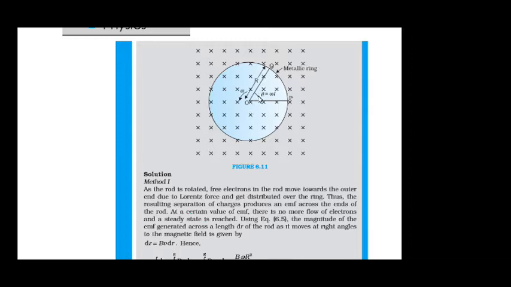If we consider the rod, then we are saying that the electrons are distributed over the ring, thus resulting in a separation of charge that produces an EMF across the ends of the rod. At a certain value of EMF, there is no more flow of electrons and a steady state is reached. So after some time, there is no flow of electrons and a steady state is reached.